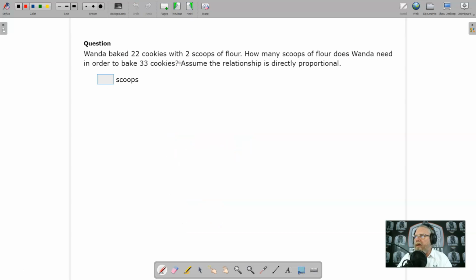Wanda baked 22 cookies with 2 scoops of flour. So there's our information there. 22 cookies with 2 scoops of flour. And we're going to set that equal to another ratio in which we have cookies and scoops. So how many scoops of flour? The number of scoops of flour is the question. How many scoops of flour? This is what they want to know. Will she need in order to bake 33 cookies? So they're giving us the number 33 here.